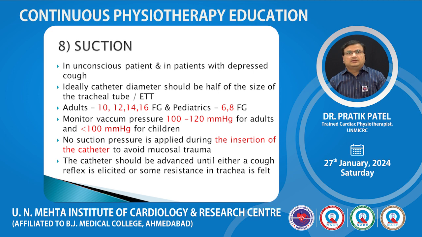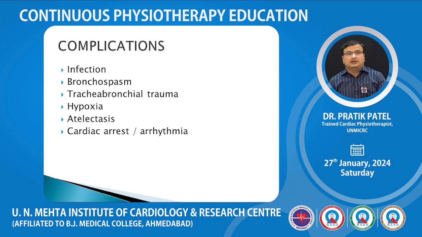Monitor vacuum pressure 100 to 120 millimeter of mercury for adults and less than 100 millimeter of mercury for children. No suction pressure is applied during the insertion of the catheter to avoid mucosal trauma. Catheter should be advanced until a cough reflex is elicited or some resistance in trachea is felt. Complications of suction are infection, bronchospasm, tracheobronchial trauma, hypoxia, atelectasis, cardiac arrest or cardiac arrhythmia.